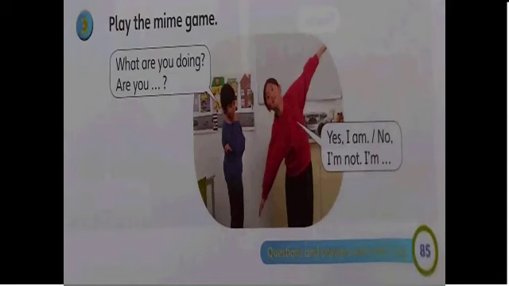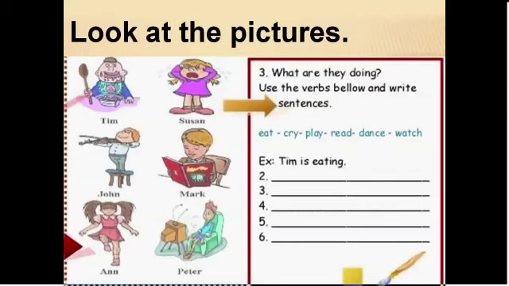By the end, I want you to copy the sentences, look at the pictures and write sentences using the verbs about the pictures. Okay, this is Tim, Susan, John, Mark, Anne, and Peter. What are they doing? Use the verbs below and write sentences. Eat, cry, play, read, dance, and watch. Example, Tim is eating. Number 2, you need to write about Susan and complete the task. Okay.